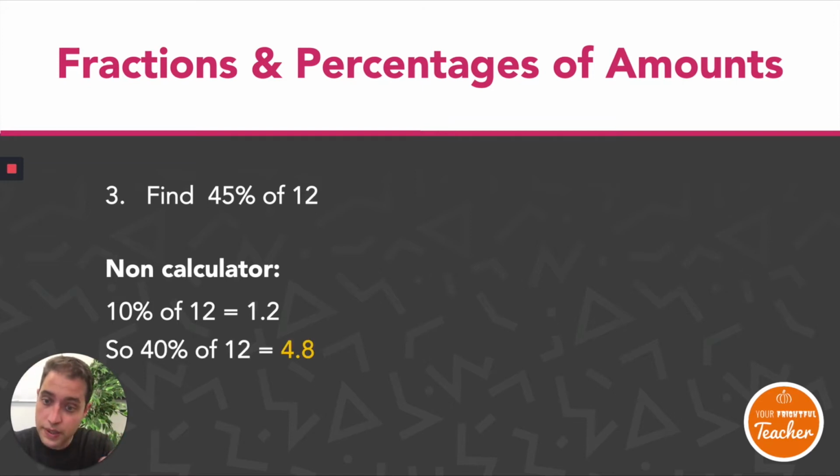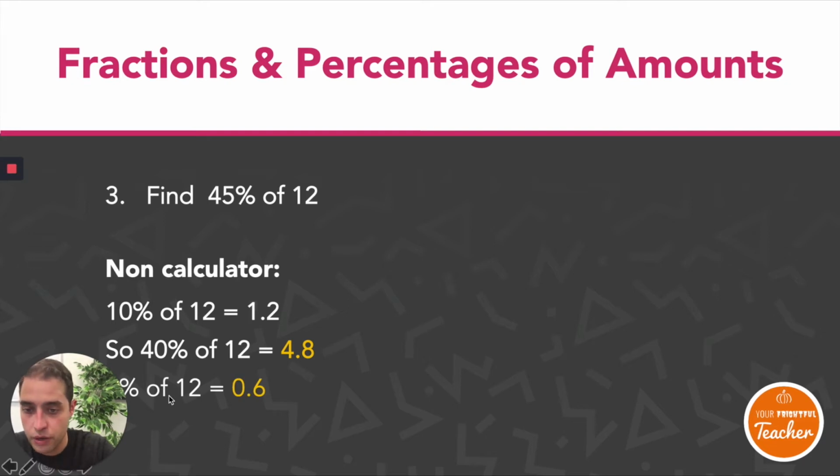So 40% of 12 is 4.8. So what did I do there? I worked out what 10% was, the 1.2, and because I needed 40% to get close to 45, I times that by 4 and I got 4.8. But I need to work out that extra 4%.